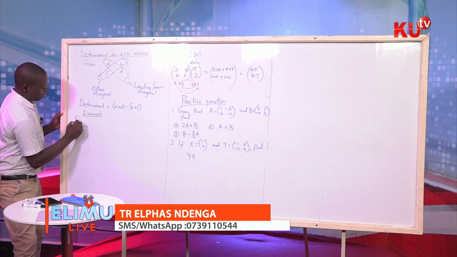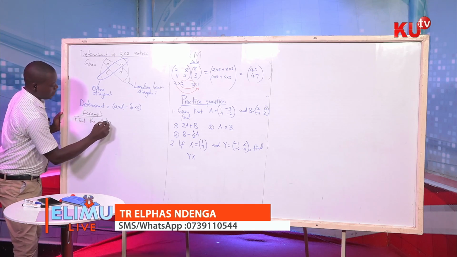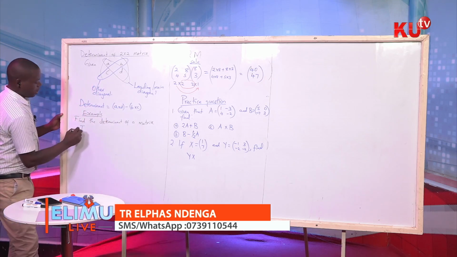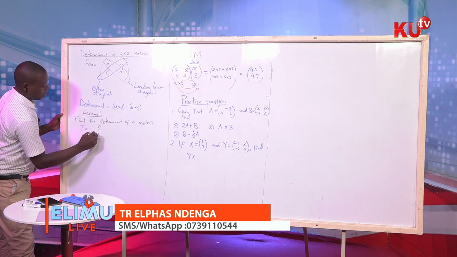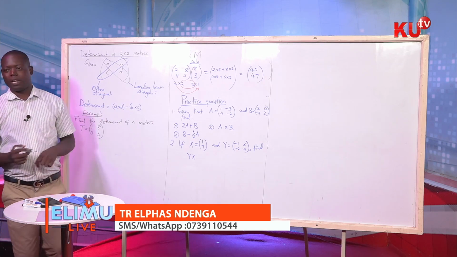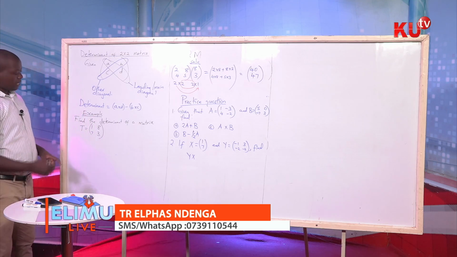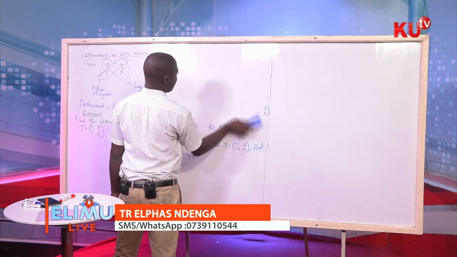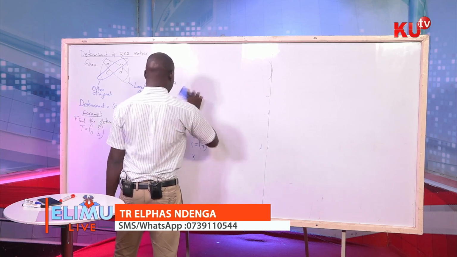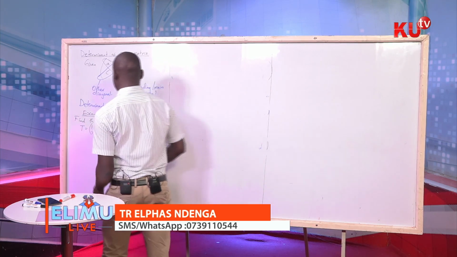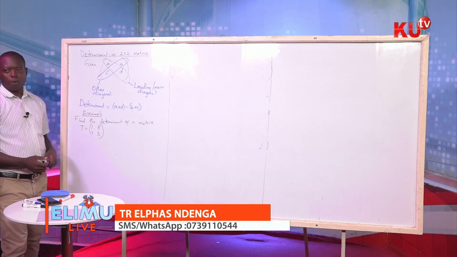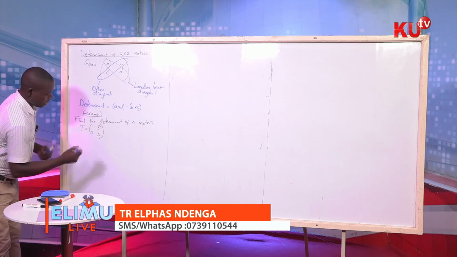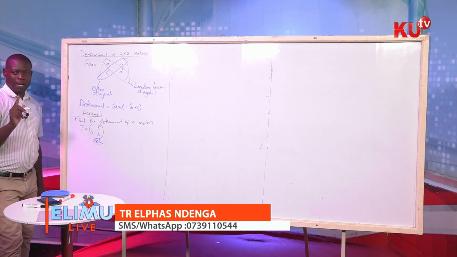You're told to find the determinant of a matrix T, which is 1, 7, 8, 3. So how shall we proceed from this question? It's quite simple. What are the elements in the leading diagonal? It is 1 and 3.